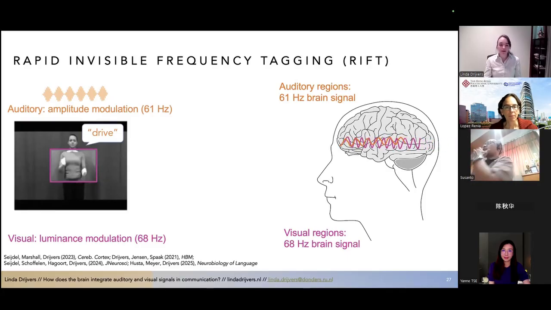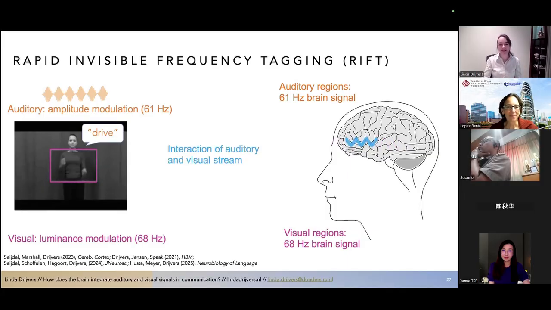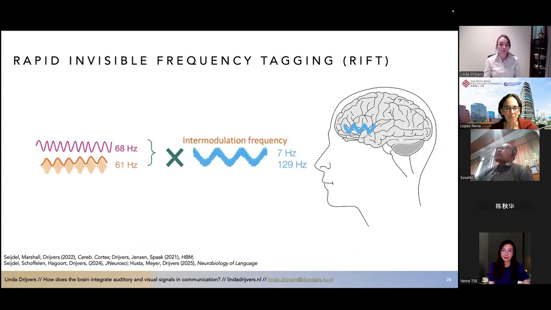Now, what we found out, and this is spoiling it a bit already, is that when these two information streams come together, we see a novel signal popping up. This is the intermodulation frequency, which is the interaction of the auditory and the visual stream. Now that works like this. If these two signals multiply together, we will see a novel signal in the brain popping up at 7 Hertz and 129 Hertz as a result of this interaction.